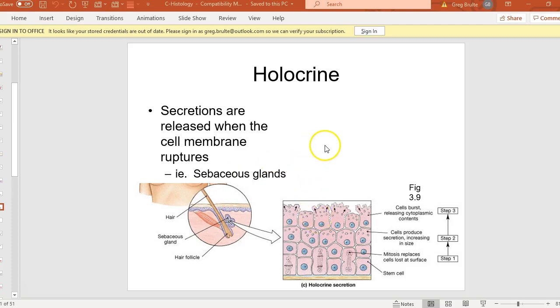So holocrine, can it go straight up to the skin? I think so. It doesn't always have to be on a hair shaft from what I understand. But every picture I see has them emptying onto a hair. Okay.